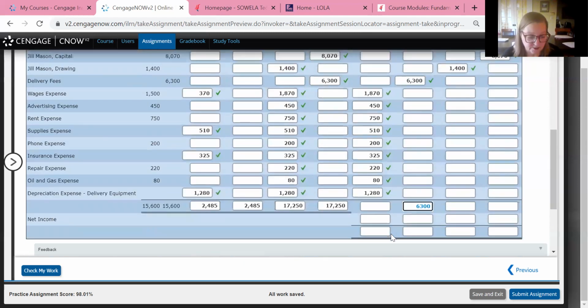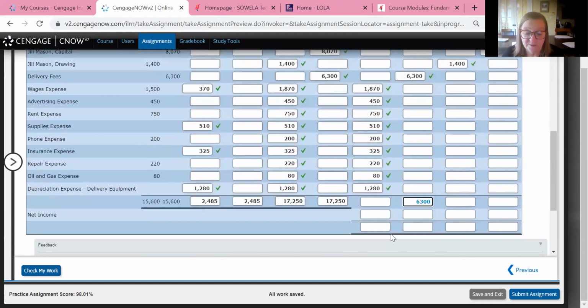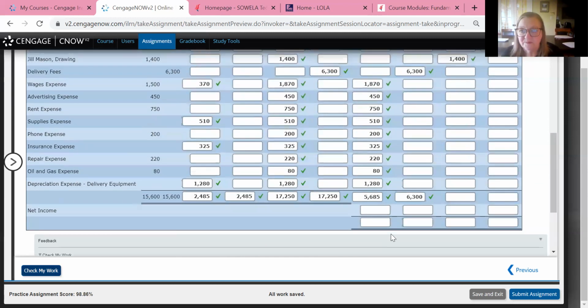And then the debit column, I'm going to add up my expense list. I got 1870 plus 450 plus 750 plus 510 plus 200 plus 325 plus 220 plus 80 plus 1280. Well, that's not right. I added one of them in there incorrectly, obviously, because it's a huge number. Okay, try again. 1870, 450, 750, 510, 200, 325, 220, 80, 1280. 5685 is what I have right now. See if I'm right. Yes. Okay.